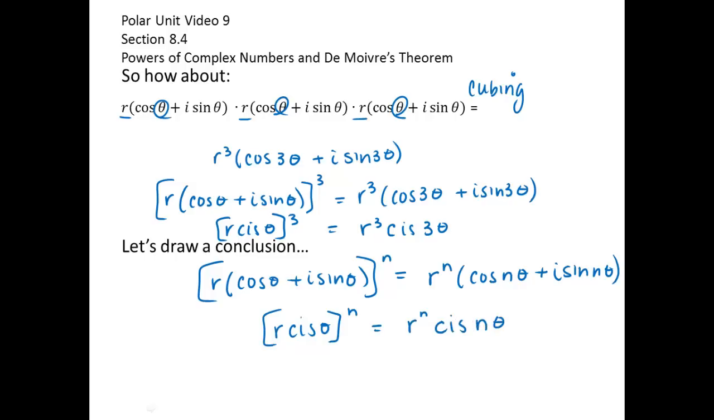So the exponent gets applied in two different places. To the r value, we're raising it to that power. For the theta value, we multiply it by that.